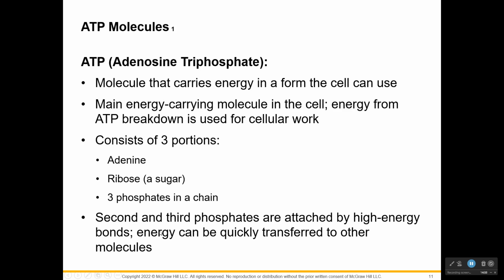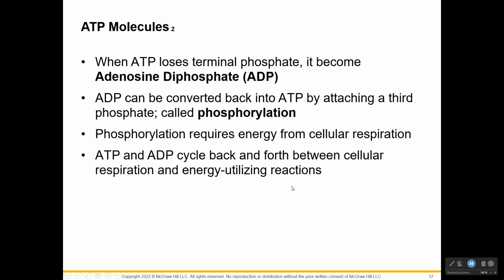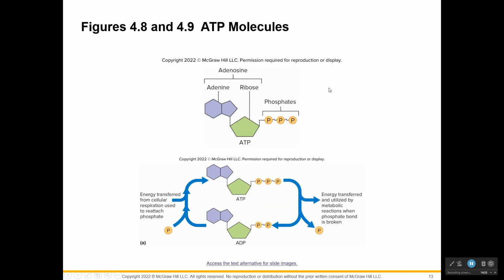We get the energy out of this molecule by breaking the bond between the second and third. And so if you break the third phosphate off, you end up with just 2 phosphates, and so it becomes ADP. So this is an ATP molecule, and here's those 3 phosphates. It's this bond right here that you want to break to harvest the energy out. And when you break that phosphate off, what do you have now?